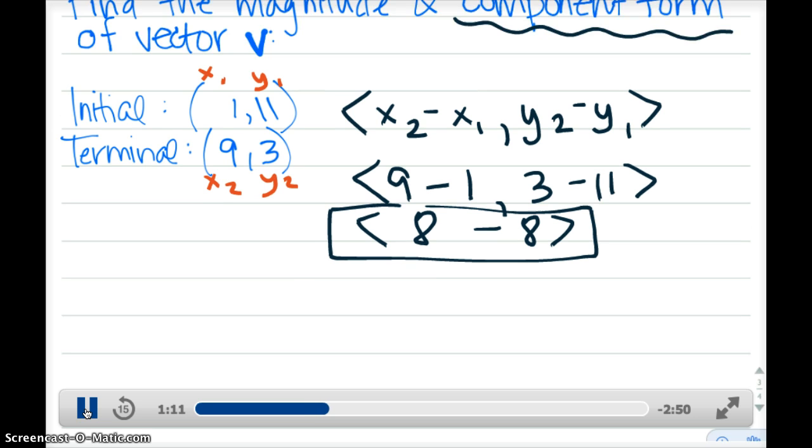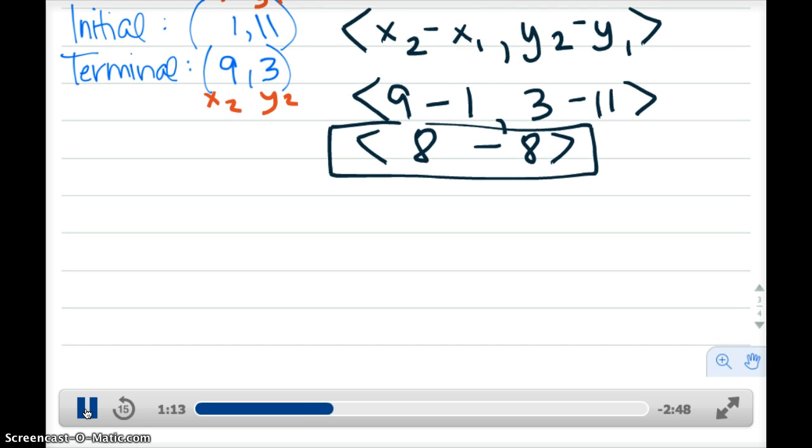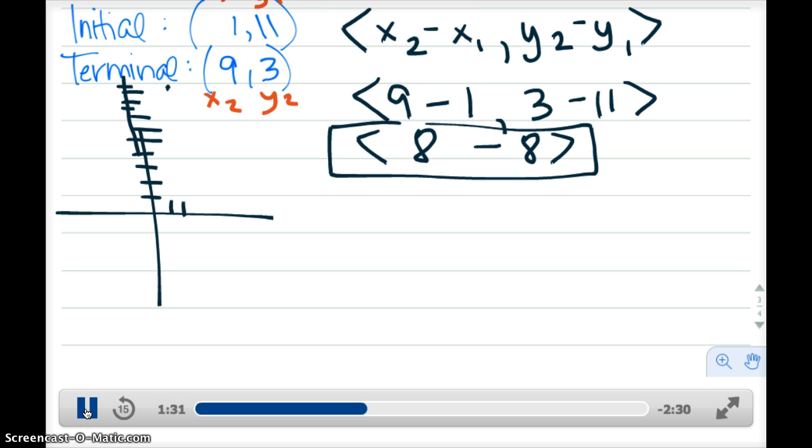And I think it's better if I show you a picture of what this looks like. So if I were to sketch this vector, our initial point is (1, 11). Who's decided on 11? That's way too big to be sketching. And our next point is (9, 3). And so if I were to draw this vector, remember I start at the initial point, and my arrowhead is right before the terminal point.